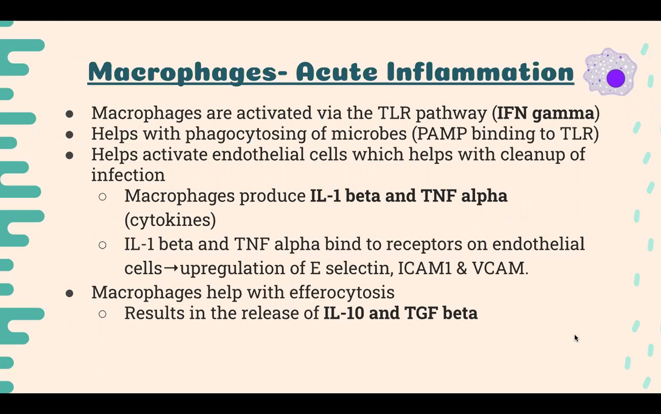of phagocytosis. Macrophages also help with the activation of endothelial cells, which is one of the vascular changes made by the body to help contain an infection. In response to damage, macrophages within our tissue produce IL-1 beta and TNF alpha, which bind to receptors on endothelial cells and get you the upregulation of E-selectin, ICAM1, and VCAM. Upon binding, chemokines are also released, which stimulate chemotaxis of macrophages.